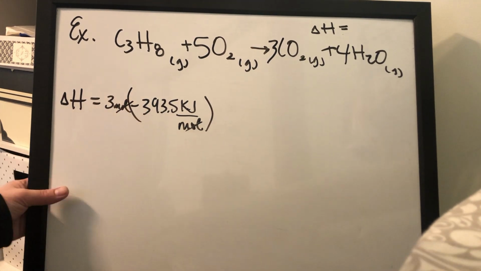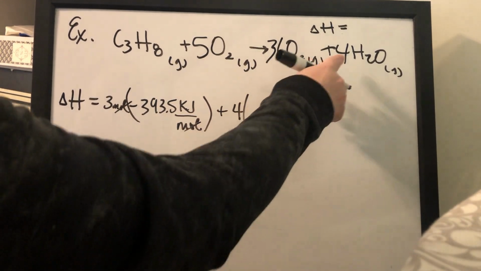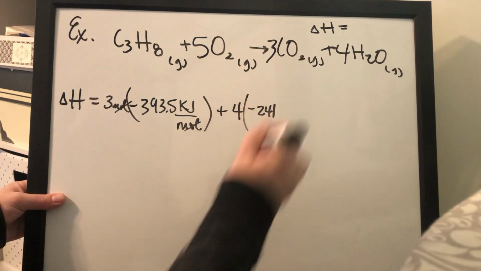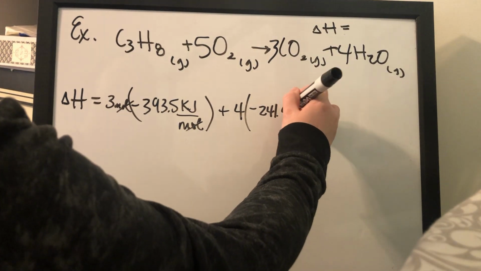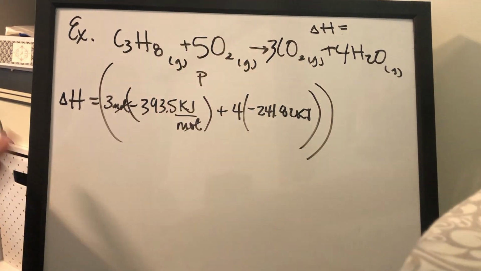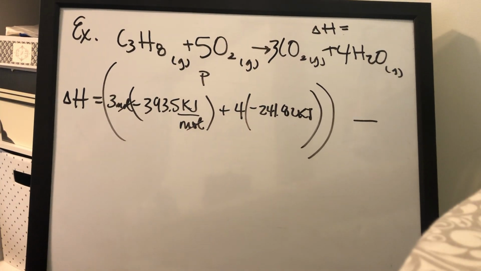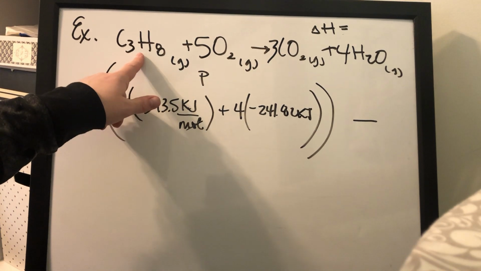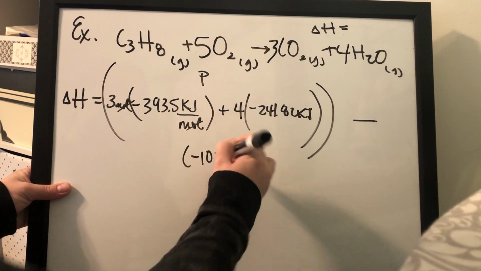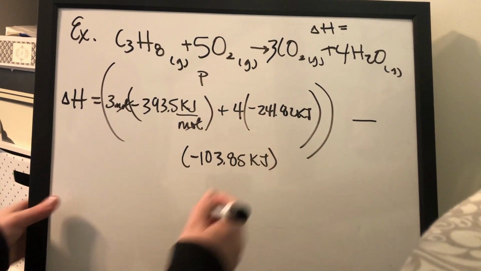So that's my first product, and remember it was the sum of my products, so I'm going to add to that my 4 moles of H2O, which was, as a gas, negative 241.82 kilojoules. Okay, and that whole thing together, that's my P, so to speak, and then I'm going to subtract from that, I'm running out of room, I apologize, my reactants. So my reactants are 1 mole of propane, which is negative 103.85. Notice I don't have to multiply that by anything because it's only 1.